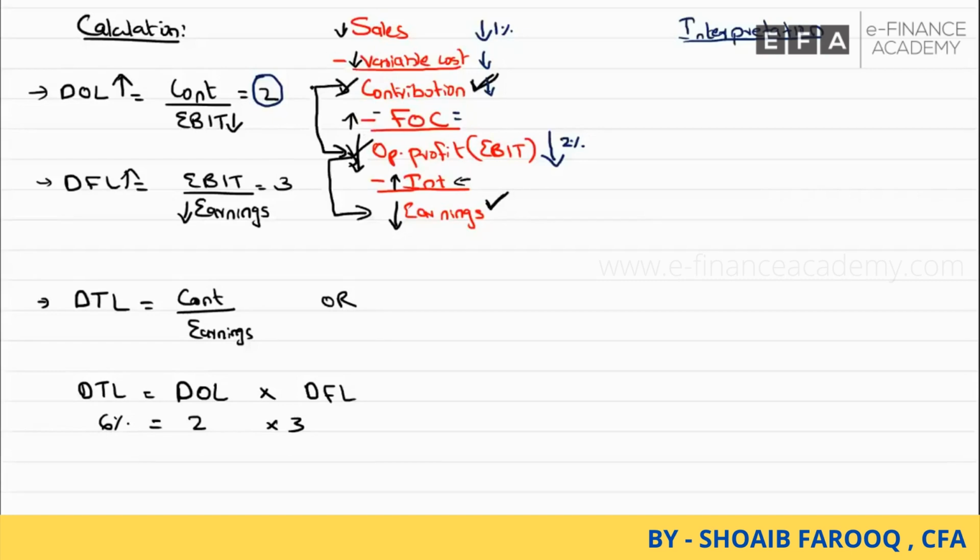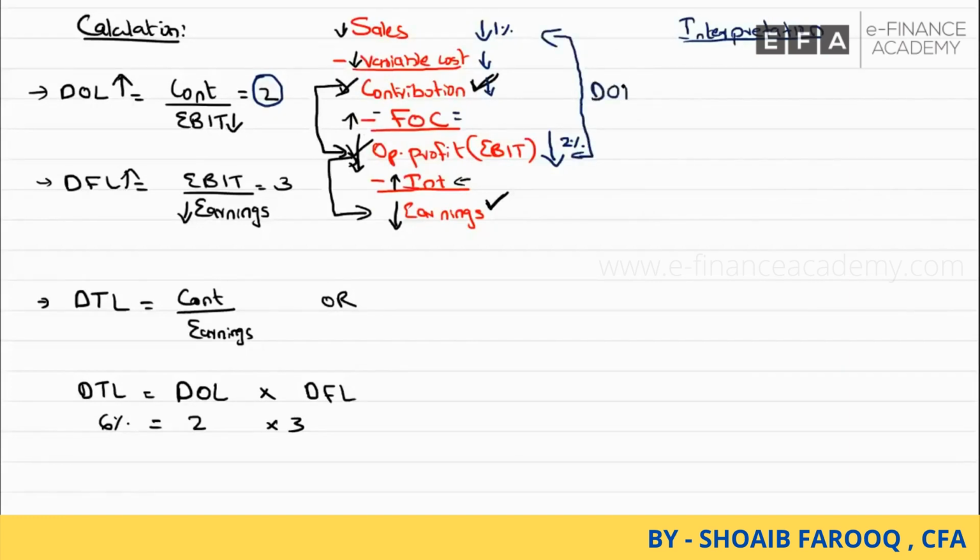I'll repeat again, what does 2 mean here? If your sales drop by 1%, your profit will drop by 2%. That means your profit is twice as sensitive. The profit will be affected twice the size of the change in the sales. So here is how we interpret. For our interpretation, we start from sales and we stop at the operating profit. That's what we do for interpretation.